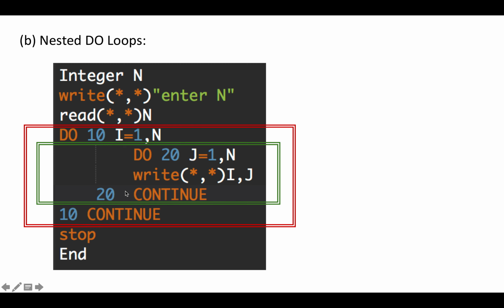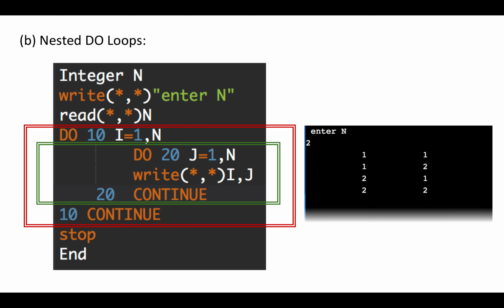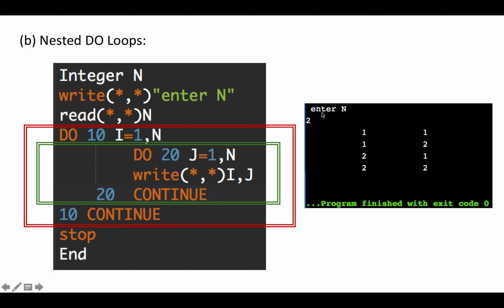So what this program will do, if I try to execute this program, the output will be like this. Enter n. If I enter 2, the outer do loop will go from 1 to 2. Also the inner loop will go from 1 to 2.